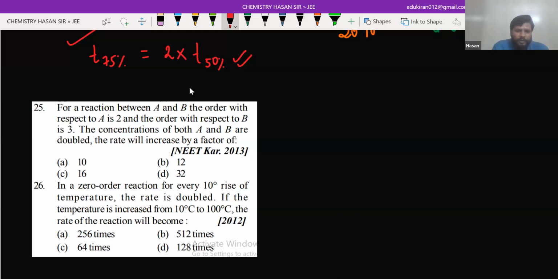For a reaction between A and B, the order with respect to A is 2 and the order with respect to B is 3. If the concentrations of both A and B are doubled, the rate will increase by a factor of what? Very easy question. Let me know if you are not able to solve this.